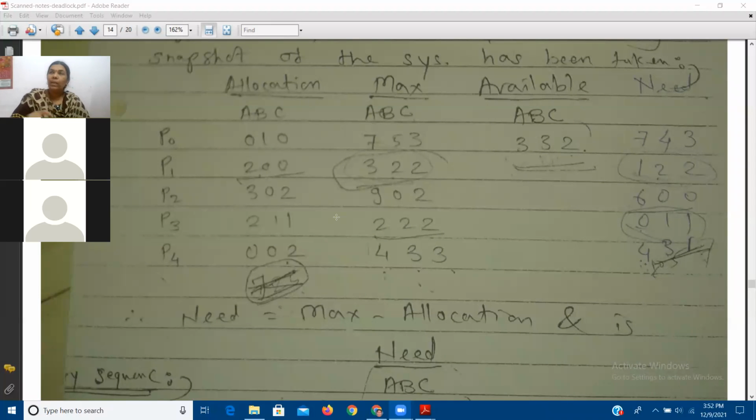Only one point is remaining from this chapter, that is recovery from deadlock. The major part of this chapter was deadlock avoidance. We discussed deadlock prevention and deadlock avoidance. Two more are there: deadlock detection and deadlock recovery. Two methods are remaining, so we'll discuss these 2 methods in the next lecture.